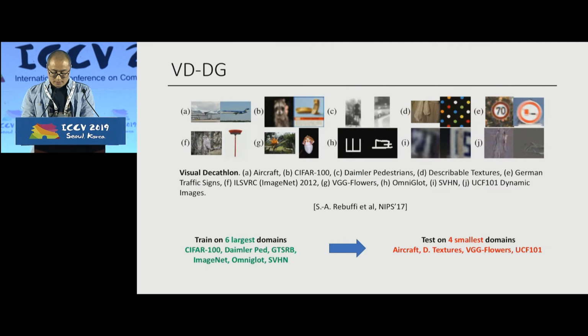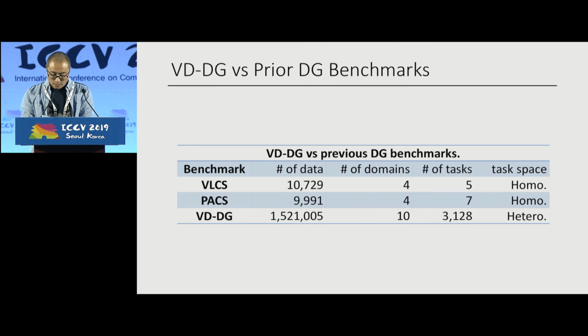Visual decathlon was initially proposed for multi-domain learning with 10 different datasets. We built on visual decathlon to create a new benchmark that is the first heterogeneous domain generalization benchmark. The goal is to train on a subset of VD domains and produce a robust feature that successfully generalizes to encode novel domains. We can see VDDG has twice the domains of VLCS and PACS, and is an order of magnitude larger evaluation in terms of data and task numbers.